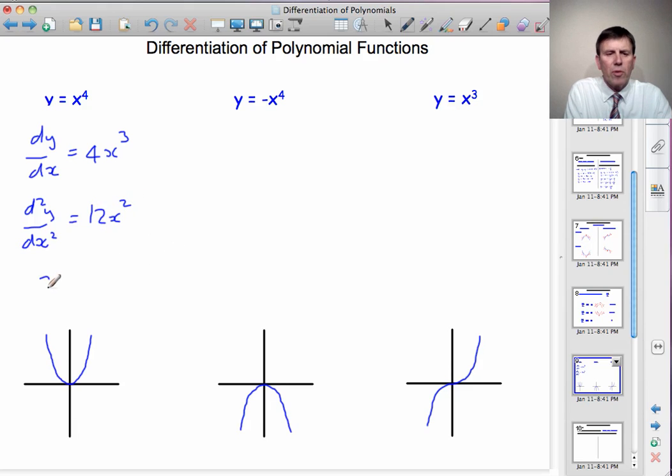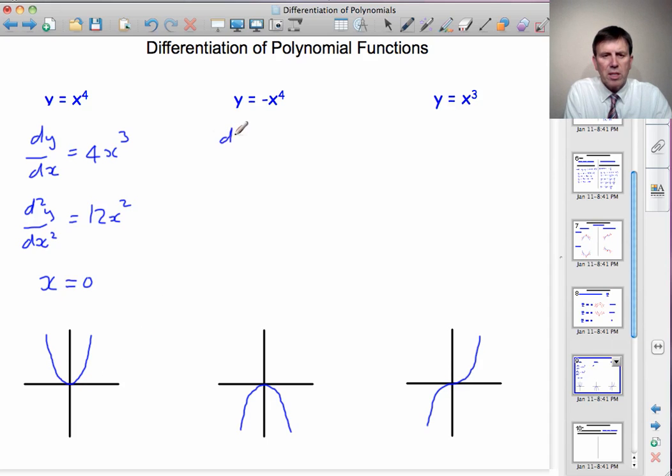Now then, what if we consider when x is 0? Well, when x is 0, putting 0 in here, dy by dx will be 0, so we have a stationary point. d2y by dx squared will also be 0 when I substitute 0 in. So what I've found here is when x is 0 and the second derivative is 0, I've got a minimum. Well, let's move on to the next one.